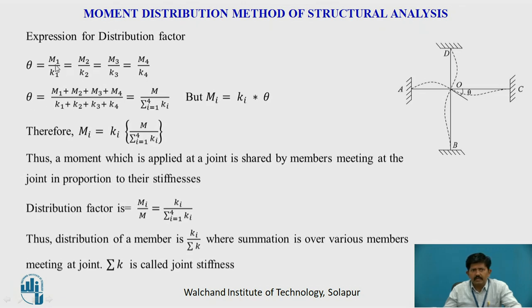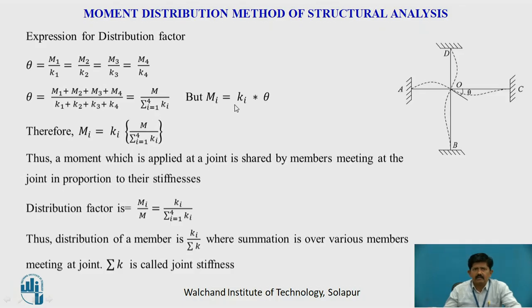Now, if we make a summation of all numerators divided by summation of all denominators, what will we get? Theta is equal to M1 plus M2 plus M3 plus M4 divided by K1 plus K2 plus K3 plus K4. Now, we know that the summation of all the moments shared by the members will be equal to the total moment M, divided by K1, K2, K3, K4, which are the stiffnesses of the members.